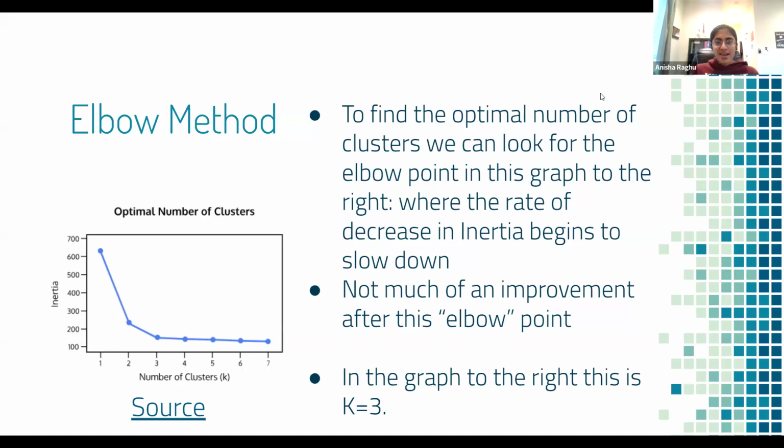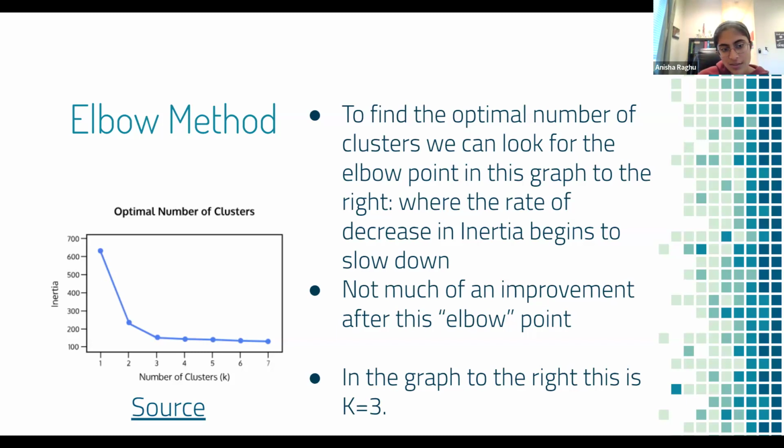Okay, so to find the optimal number of clusters, we use this method called the elbow method. Essentially, you can graph the inertia on the y-axis and the number of clusters on the x-axis and see the point where the rate of decrease in inertia begins to slow down. What this is saying is that there's not much of an improvement after the elbow point. It's kind of like it has stagnated at one point, and that's the number of clusters that you want to have.